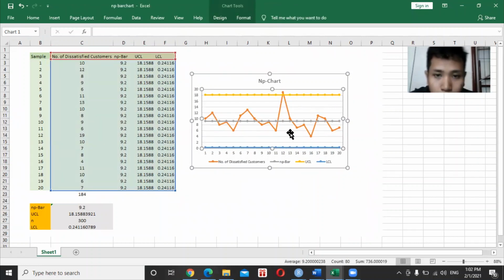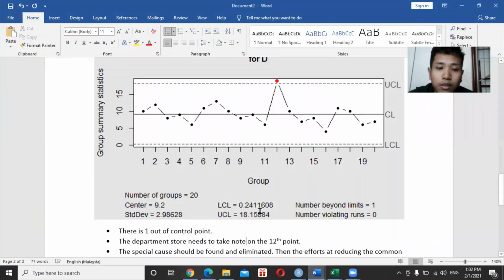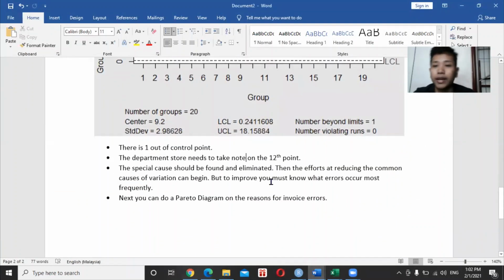Okay, so this is it. It is the same as in RStudio. There is one out-of-control point. So what we have to do is the same as I said before: they need to take note of the 12th point, then find the special cause and eliminate it. After you've done that, you can take the steps to reduce the common errors. Okay, so that's it for the NP charts. Thank you.